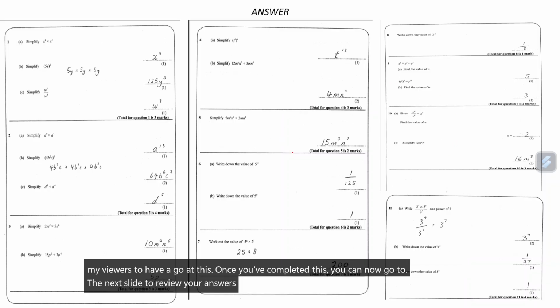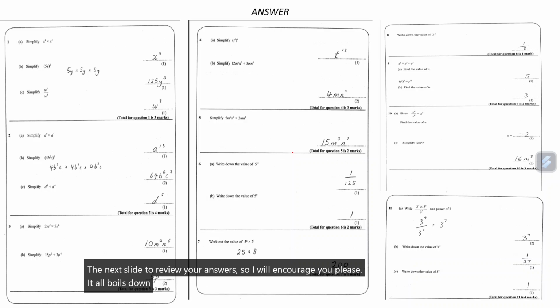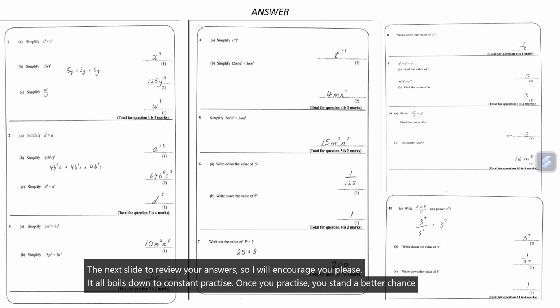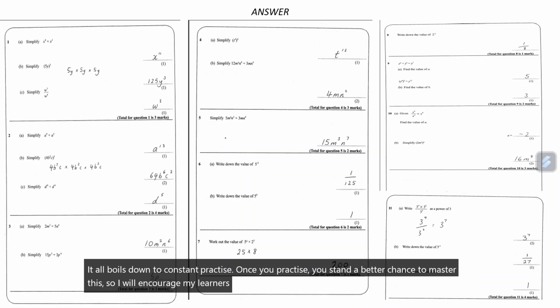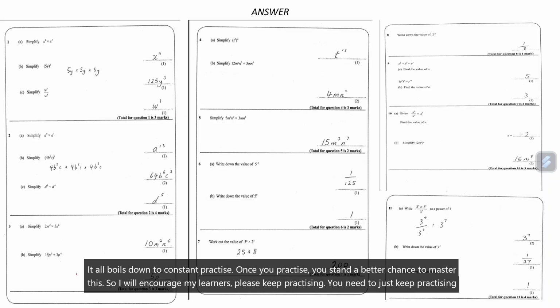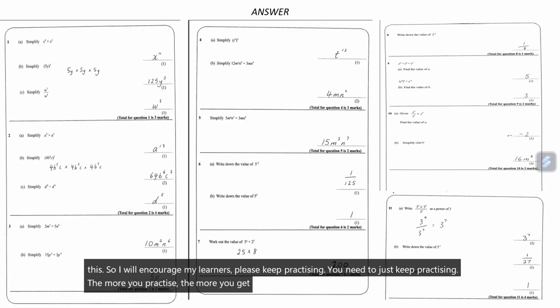So I will encourage you, please. It all boils down to constant practice. Once you practice, you stand a better chance to master this. So I will encourage my learners, please keep practicing. The more you practice, the more you get better. So let's see if we'll be able to cover another topic.